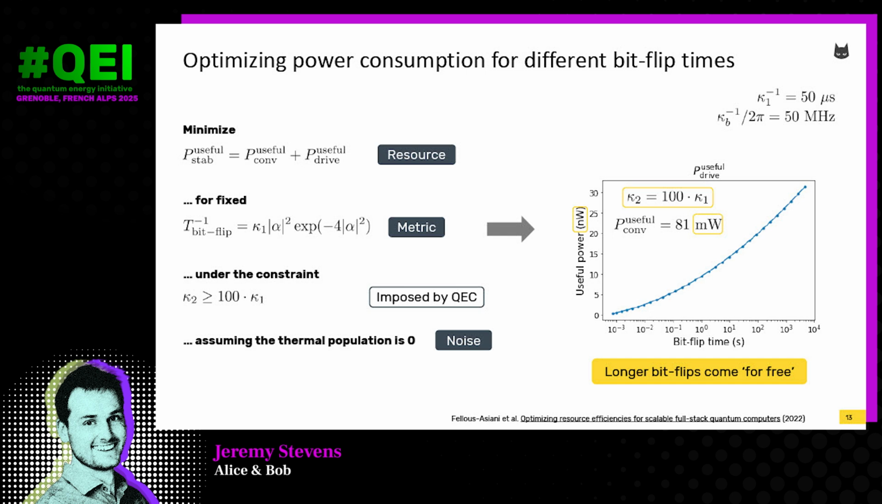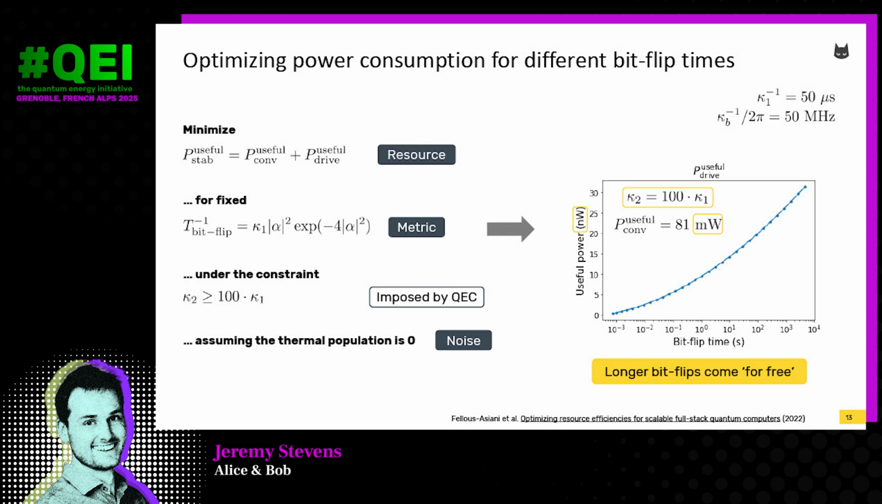All right, the first thing I see is that we hit the bound given by the constraint from quantum error correction. So the minimization really wants you to have the lowest 2-photon dissipation rate possible, essentially. That's because the useful power associated with the conversion, the buffer to memory photon conversion, is quite high: 81 milliwatts with the parameters that I've used in this simulation.